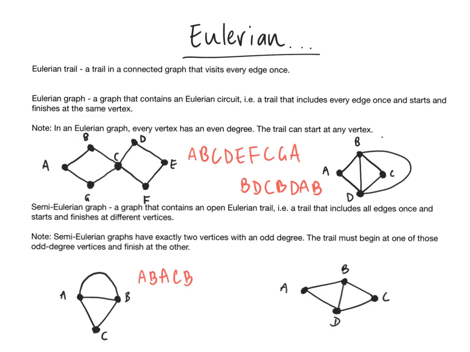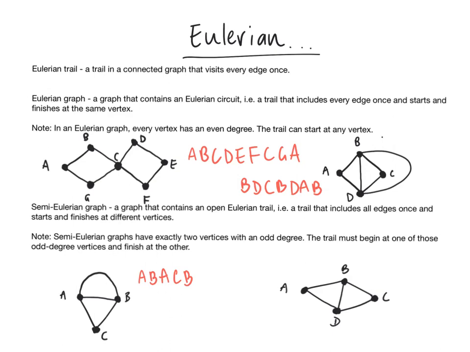So you can see that I've written a trail that includes all edges once, and it started and finished at different vertices. So if I trace over those edges, starting at vertex A over to vertex B, just as I've written here, so A, B, back to A, down to C, and finishing at B. So it's an open trail. It included all edges once and once only, and so that's why we can classify this graph here as being semi-Eulerian.